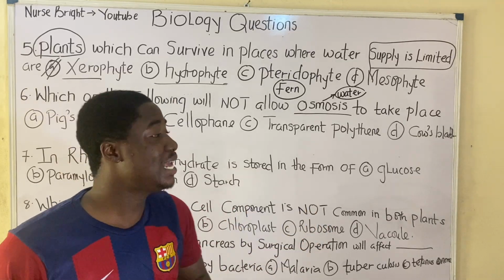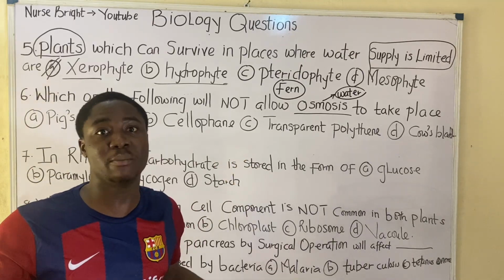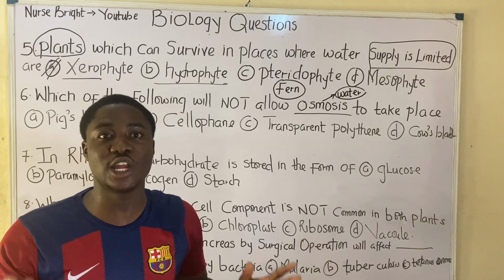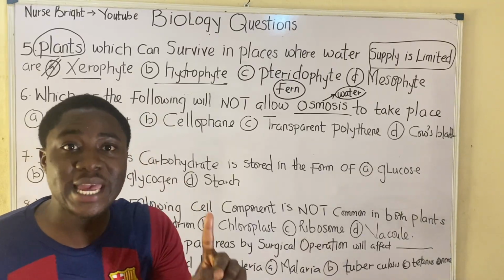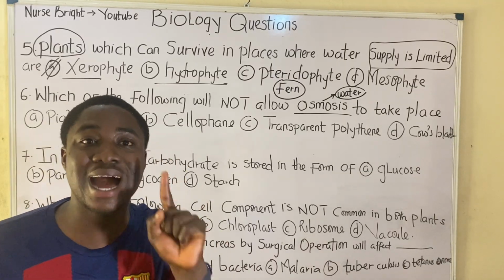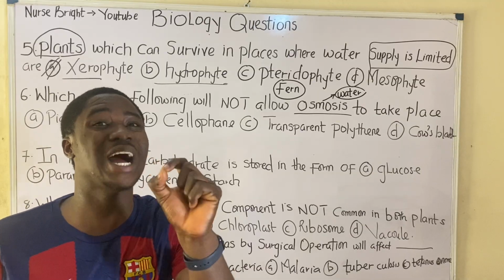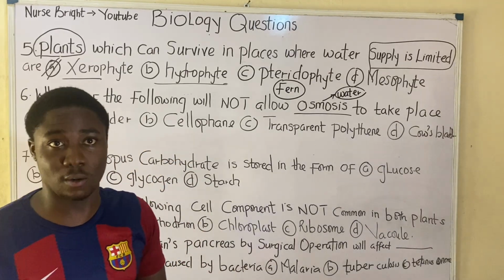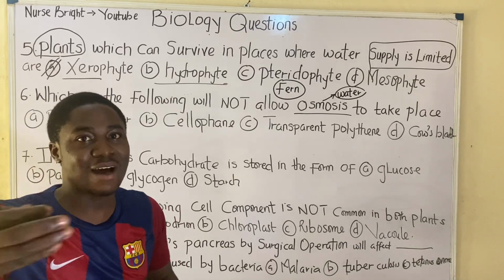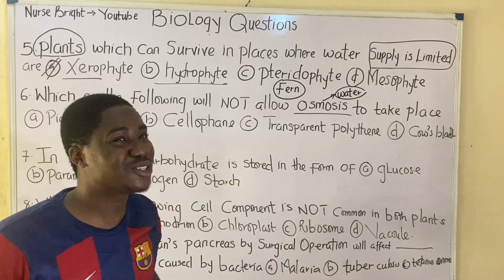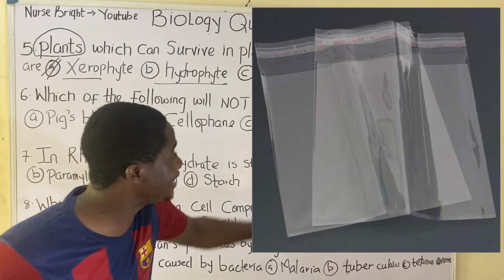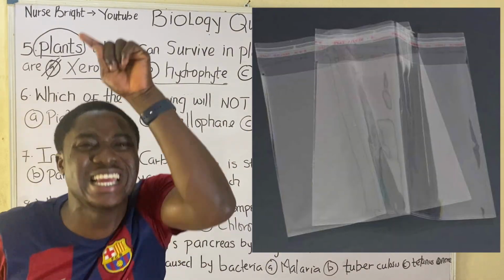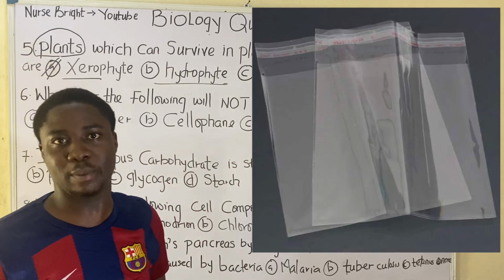Impermeable. Do you understand? And we have good examples of semi-permeable membranes that you should always note and watch out for in your exam. One of them is pig's bladder, another is cow's bladder, another is parchment paper, another is cellophane as well. Do you understand? So if you observe, which one did I not mention? I did not mention transparent polythene. This is not a semi-permeable membrane. This is an impermeable membrane. It will not allow osmosis to take place. Do you understand?